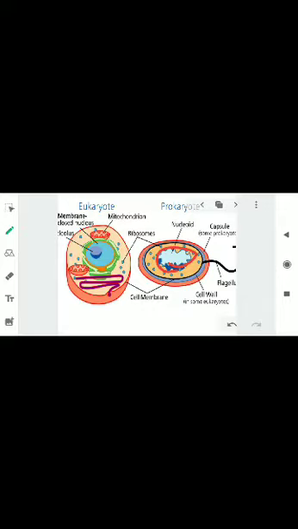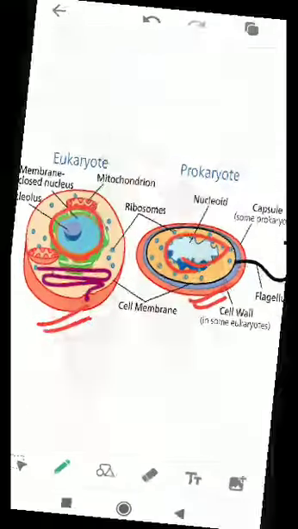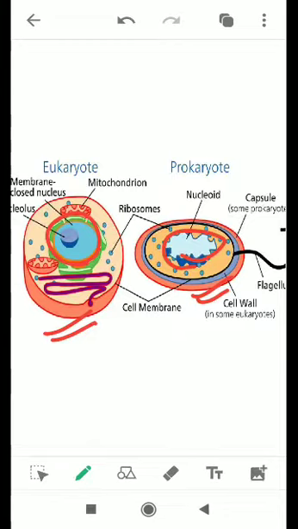And in eukaryotes, an outer membrane is present around the nucleus, so it has a well defined nucleus. This is the second difference. Third difference, prokaryotes are unicellular, whereas eukaryotes are unicellular as well as multicellular. Clear? So you have to understand that there are two types of cells, eukaryotes and prokaryotes, and the difference between eukaryotes and prokaryotes.